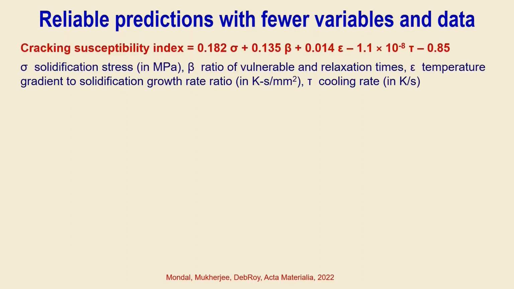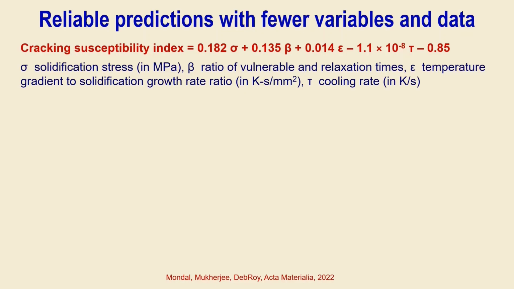Using the available sets of raw data and data from a well-tested mechanistic model developed here at Penn State, we derived a cracking susceptibility index that can forecast when cracks may form in a 3D printed part. This cracking susceptibility index includes the four computed variables of solidification stress sigma, ratio of vulnerable and relaxation time beta, temperature gradient to solidification growth rate ratio epsilon, and cooling rate tau.